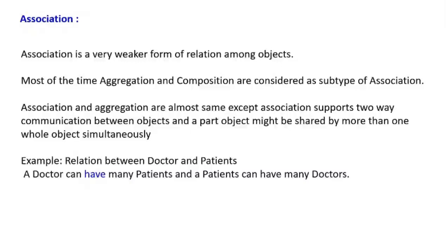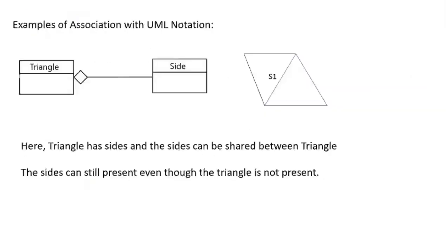Association and aggregation are almost the same, except association supports two-way communication between objects, and a part object might be shared by more than one whole object simultaneously. So this is the difference between aggregation and association. Example: the relation between doctor and patients. A doctor may have many patients, and a patient can have many doctors simultaneously.